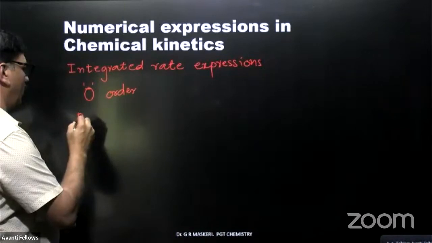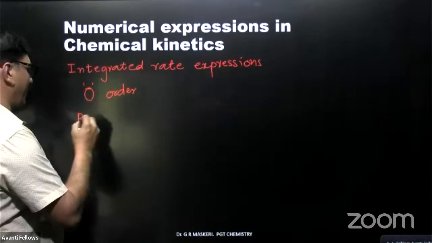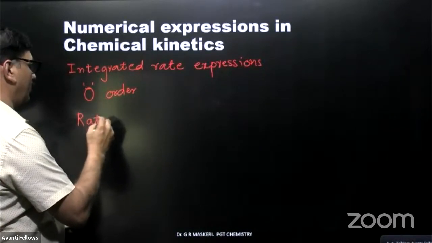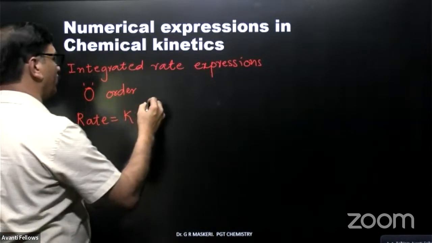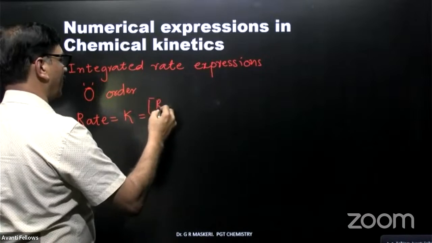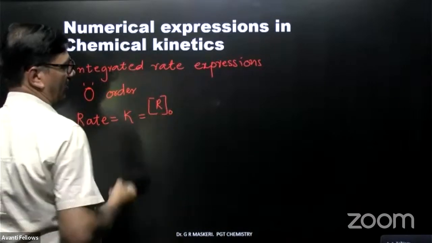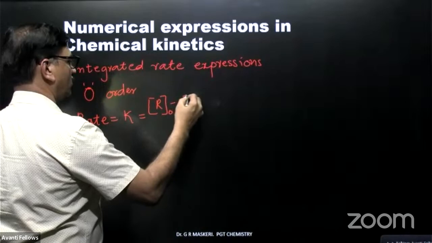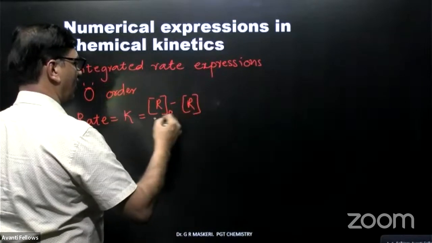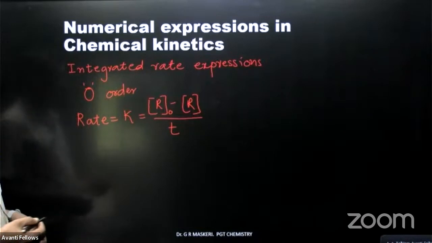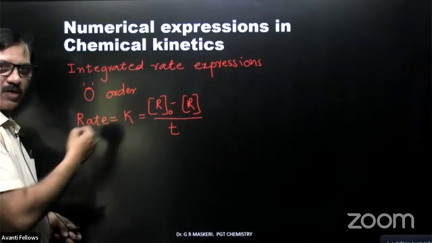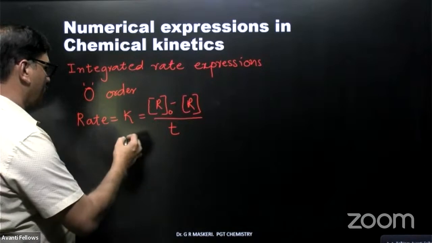Rate is equal to rate constant. Here rate is equal to rate constant, and rate constant is equal to initial concentration minus final concentration divided by t. This is the expression for rate or rate constant. Both are equal for the zero order reaction.